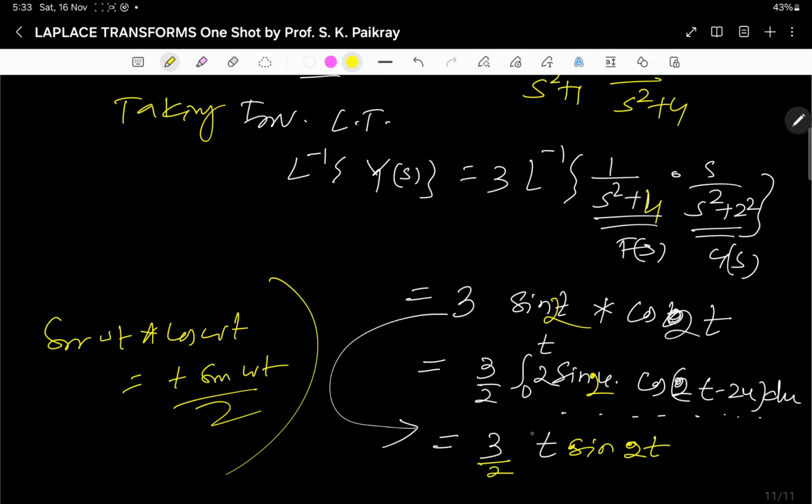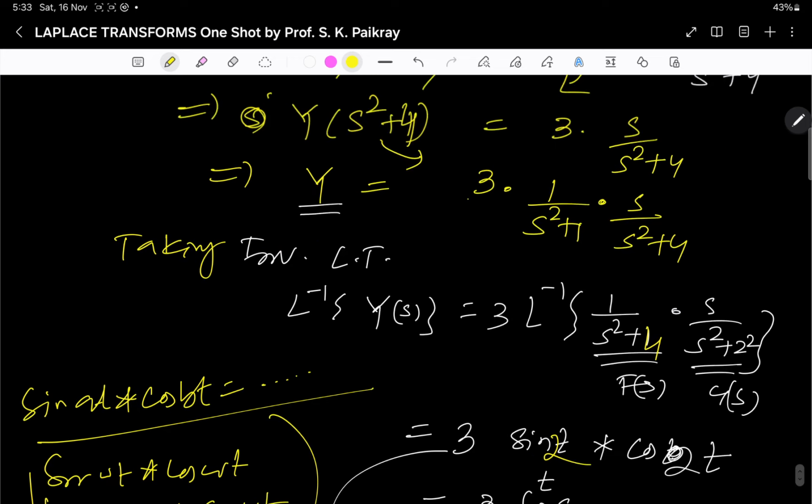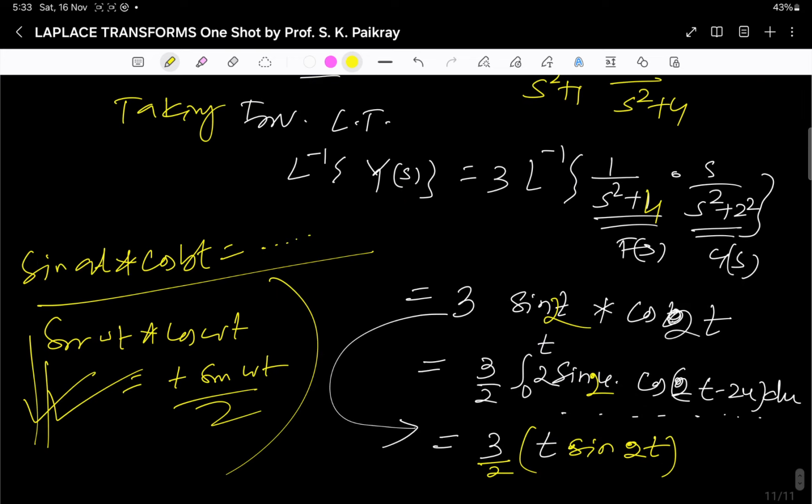So this is 3 by 2, okay. Otherwise you have to think of sin at convolution cos bt, so we have to work out the details. I want to apply this formula to save your time, because we don't have much time. We have to cover the entire thing here. That's why I make the changes in the questions.